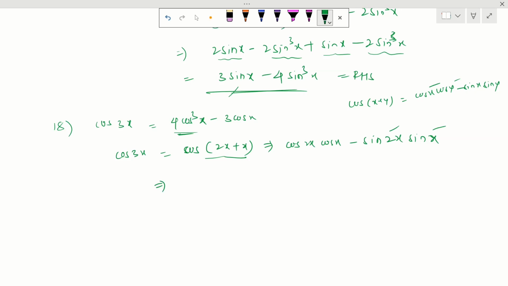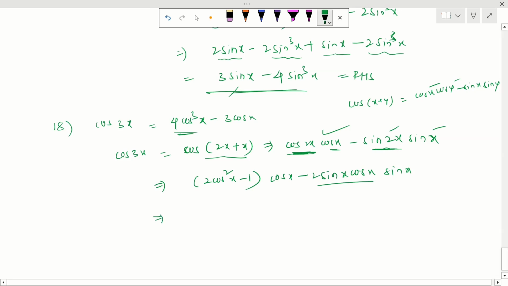Now how can we simplify this equation? This cos 2x we can write in terms of cos, because the cos term is there. Cos 2x is written as 2 cos square x minus 1, then into cos x. And sin 2x we know: sin 2x is 2 sin x cos x, into sin x.